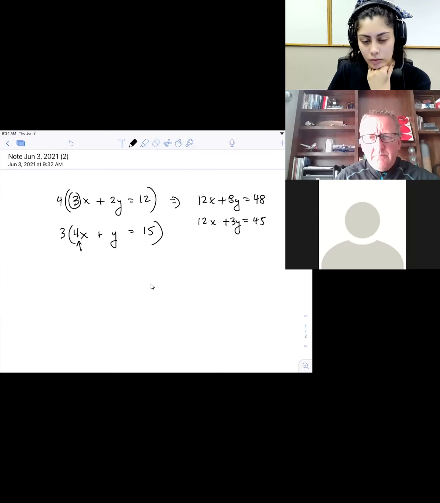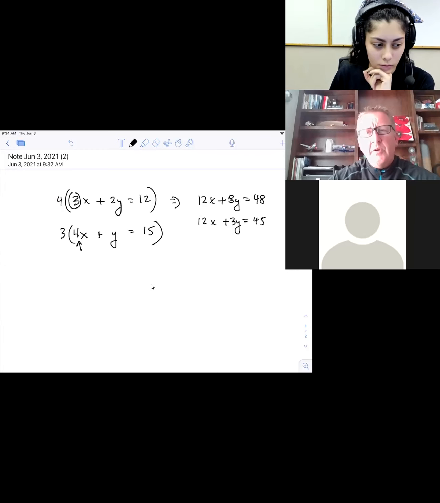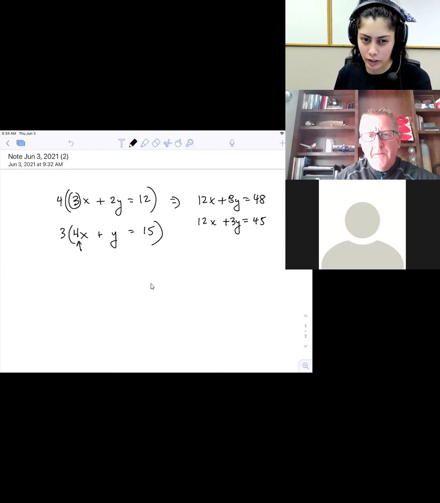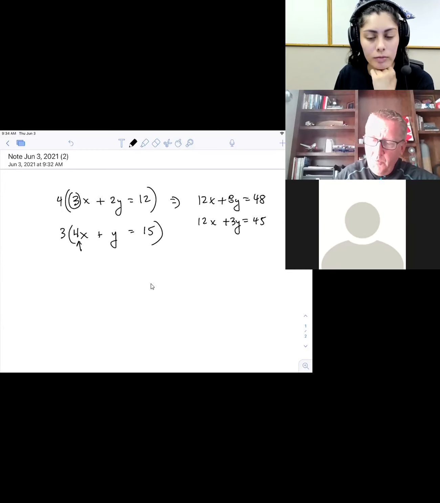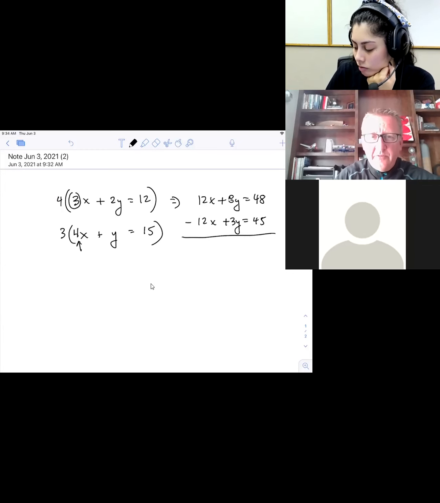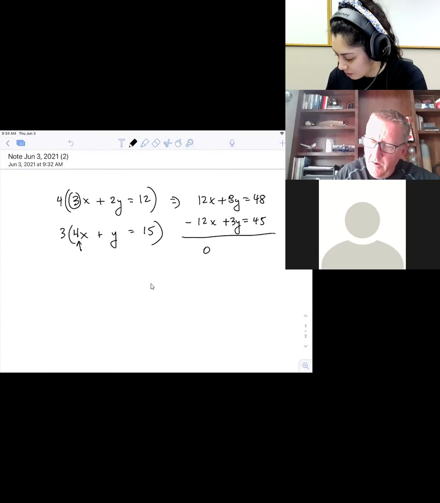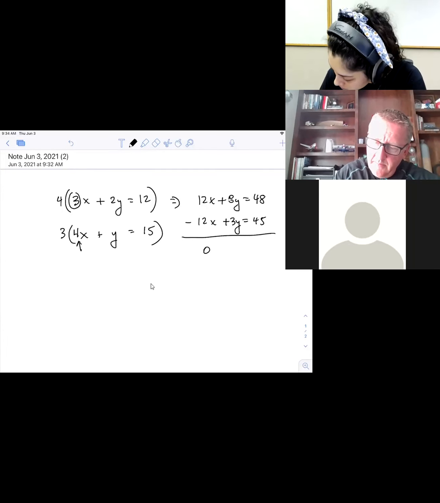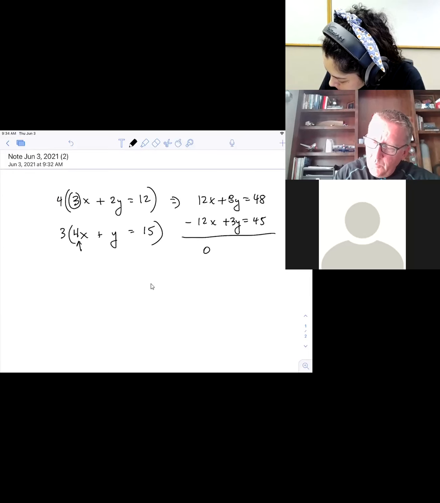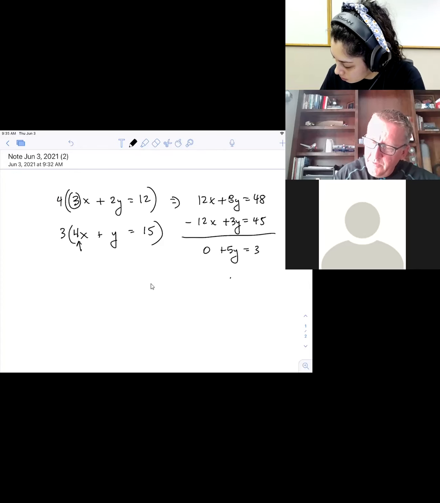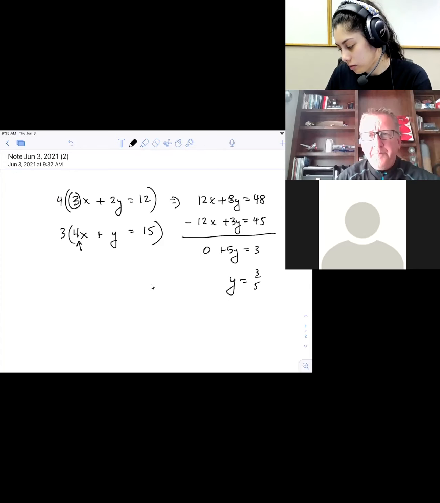Why did I do that? Where am I going with this? You guys tell me. Well, you have a common factor of 12 now. Yeah. So now they both have the same value, which if I then subtract these from each other, then 12x minus 12x would be gone. Then you'd have 8y minus 3y, which would be 5y, and 48 minus 45, which is 3. And then you could say y is equal to 3/5, right?